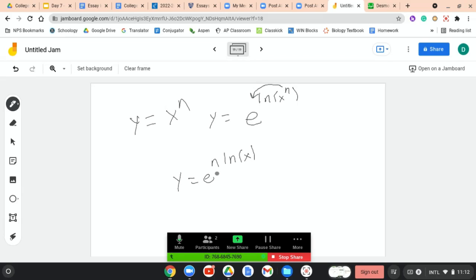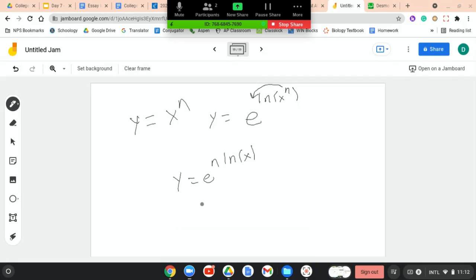Notice how we haven't placed any restrictions on n. N can be whatever it wants. So if we find the derivative, n can be whatever power we want. All right, so let's do the derivative.